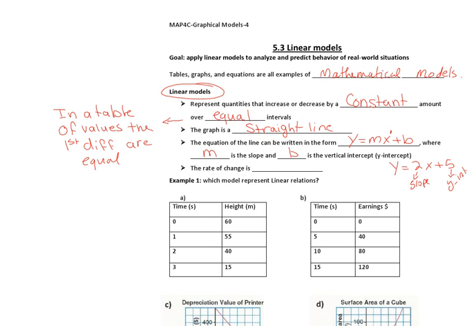And the rate of change is constant. It is the slope, and that's why it's constant. So you see that everything is around that slope, around that rate of change that is constant. The first difference is constant.